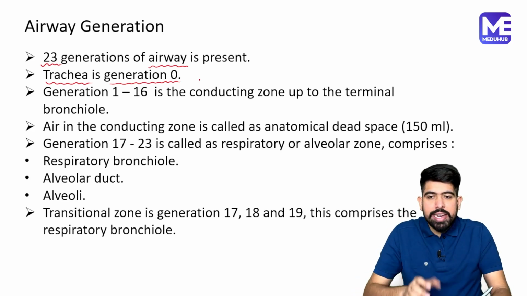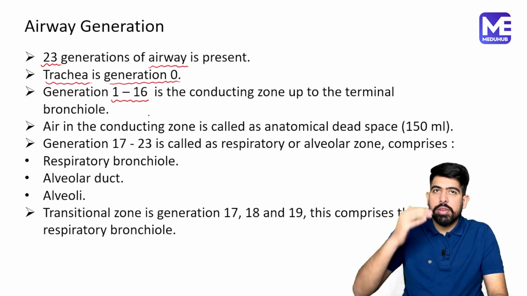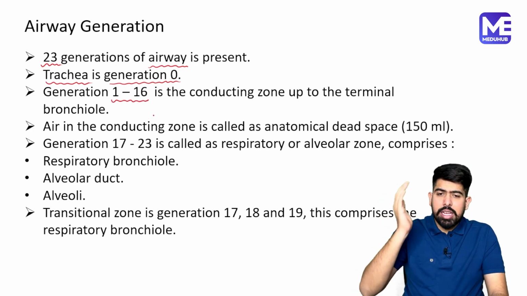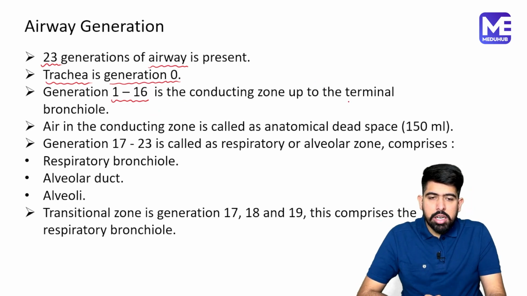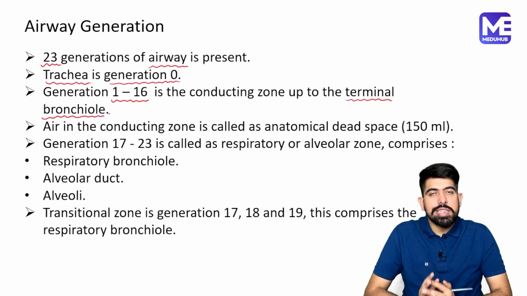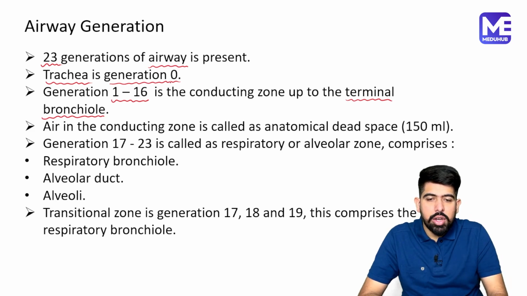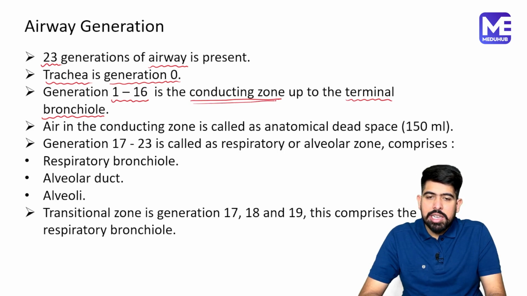After the trachea, generation 1 to 16, the bronchi, bronchus, till the terminal bronchioles, these are the starting 16 airway generations, and these generations are known as your conducting zone. Please remember all 16 are known as your conducting zone.